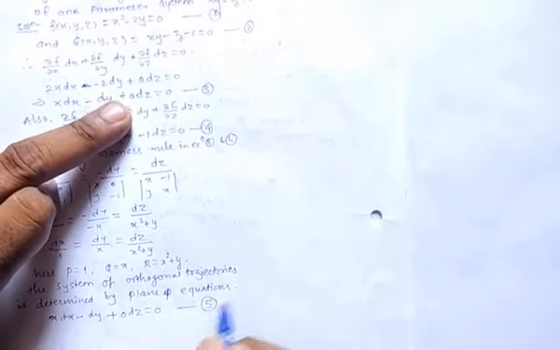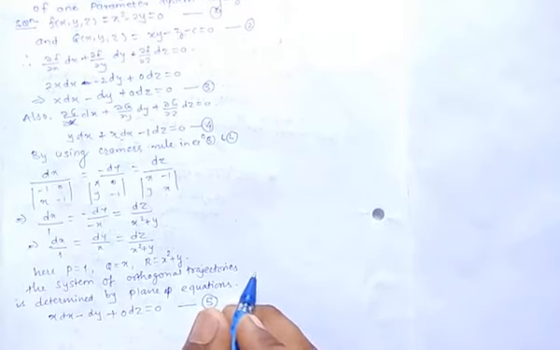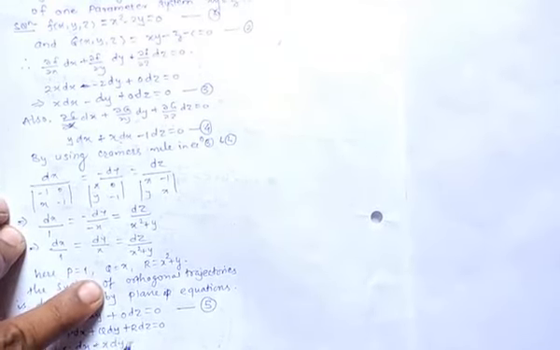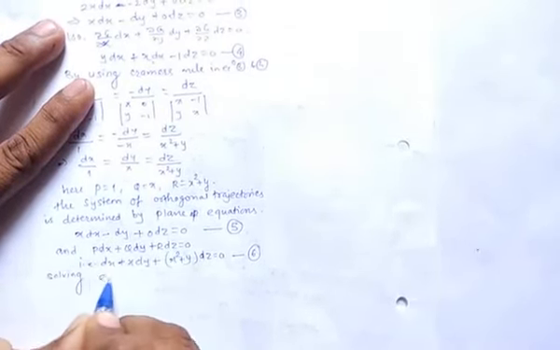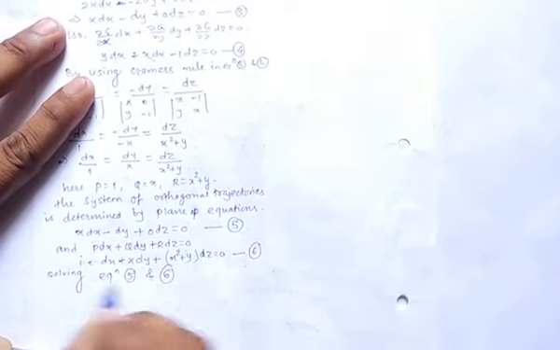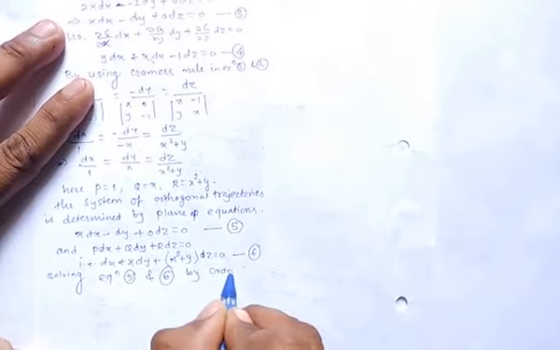Call this equation number 5, and we will take another equation. As the second equation we take p dx plus q dy plus r dz equal to 0. That is, the value of p is 1, so dx, the value of q is x, so x dy, plus the value of r is x square plus y, into dz, equal to 0. Call this 6. So solving equations 5 and 6 by using Cramer's rule.